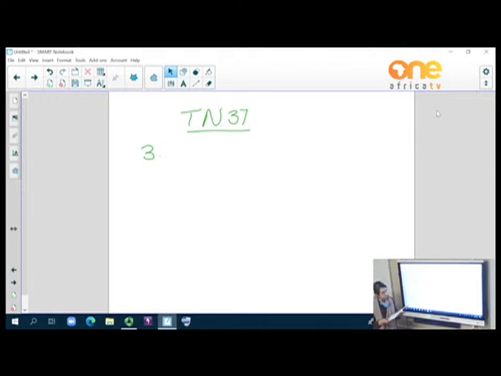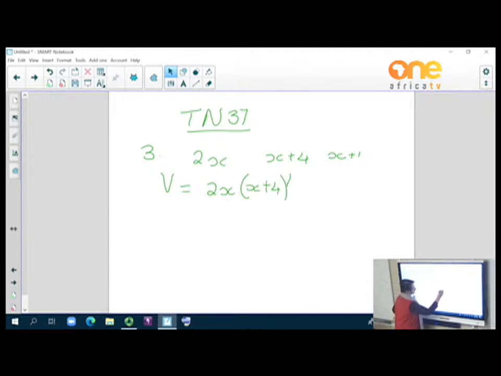A rectangular open box, open so there's no lid at the top. That's important. And we now have those dimensions: 2x, x plus 4, and x plus 1. That is your dimensions. Write down the volume of the cuboid. So volume is obviously length times breadth times height. You will see here that you cannot multiply 3 things at the same time. You won't be able to do that, so we are going to use extra brackets for that one.